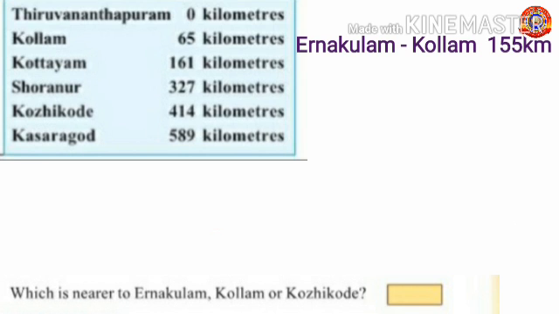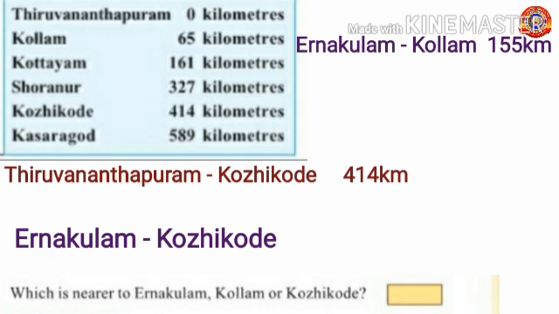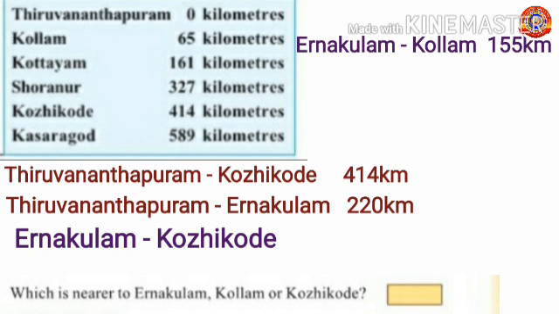Next, we have to find the distance from Ernakulam to Kozhikode. We know that the distance from Thiruvananthapuram to Kozhikode is 414 km. And the distance from Thiruvananthapuram to Ernakulam is 220 km. To find out the distance from Ernakulam to Kozhikode, subtract 220 km from 414 km.